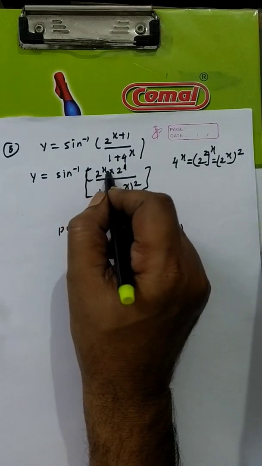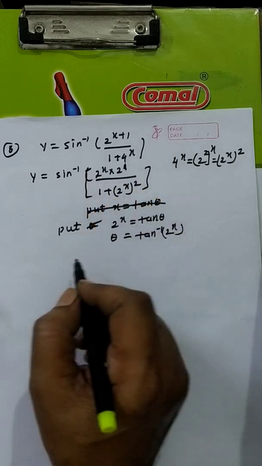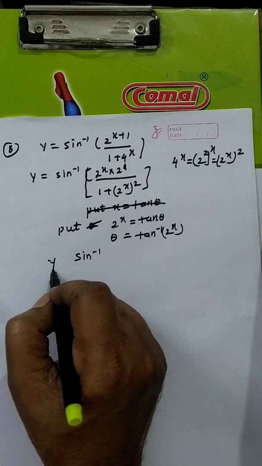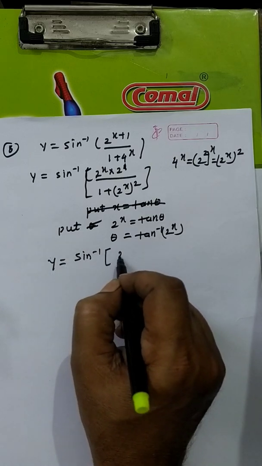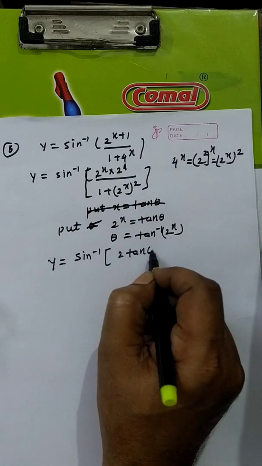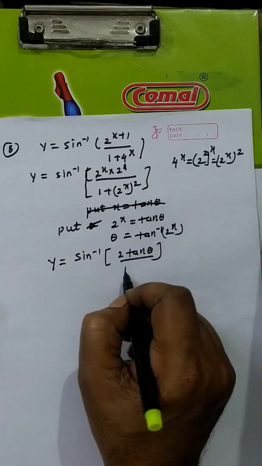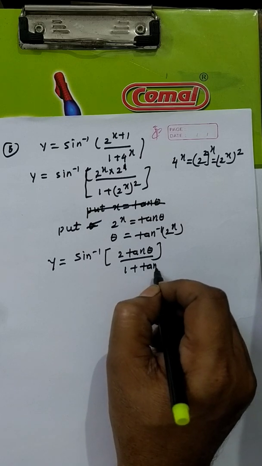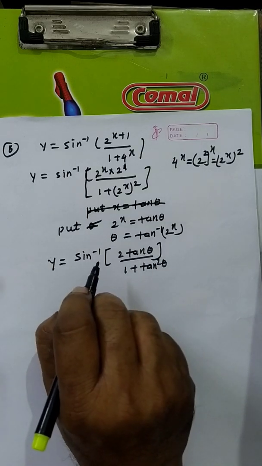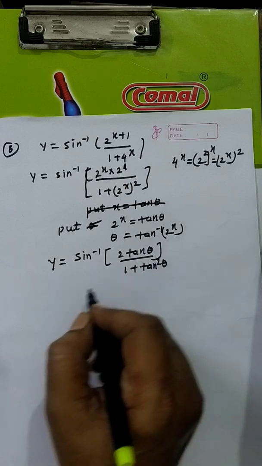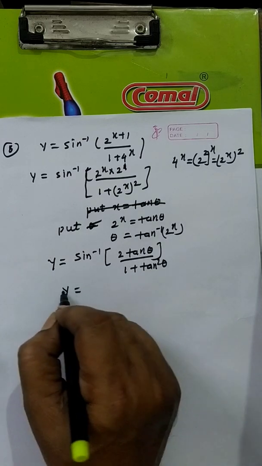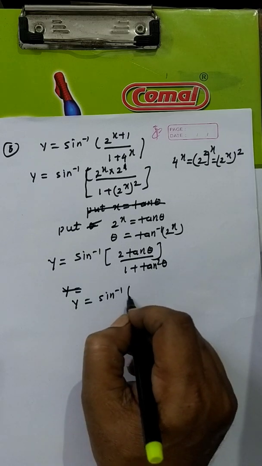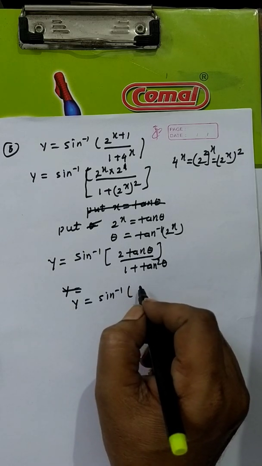Then this 2 raised to x will be tan theta. This 2 raised to 1 is 2. It becomes y equals sine inverse of 2 times tan theta divided by 1 plus, 2 raised to x is tan theta, 2 raised to x whole square is tan square theta. So it is 2 times tan theta divided by 1 plus tan square theta. So y is equal to sine inverse of 2 tan theta upon 1 plus tan square theta.